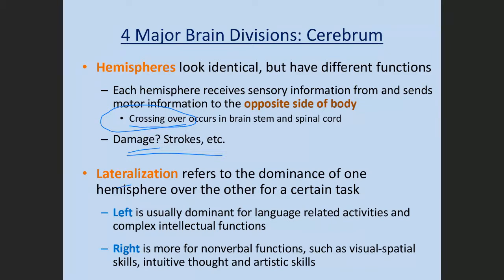Lateralization is what is referred to when we're talking about dominance of one side over the other. You've probably all heard about this, whether you're more left side of the brain or right side of the brain. Okay, it's not really that exact, but the left side of the brain is going to be more in charge of things like language and complex intellectual functions, while the right side of the brain is going to be more in charge of the stuff that's nonverbal. So while the left side is in charge of thinking and constructing sentences and words and phrases, your right side is going to be more about visual spatial skills, thoughts, artistic skills, etc.